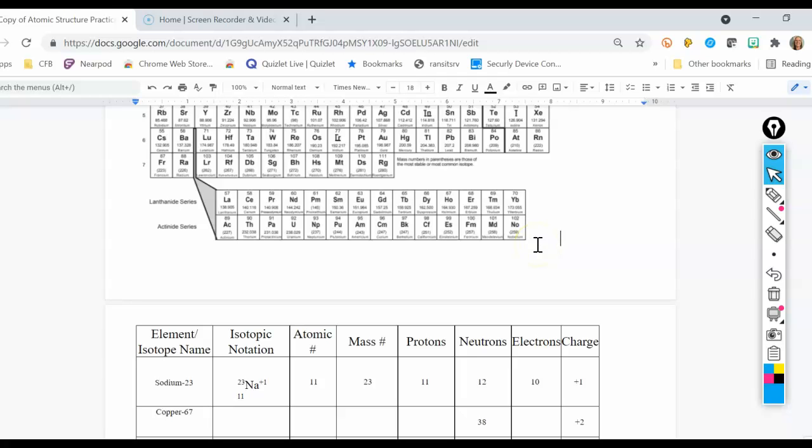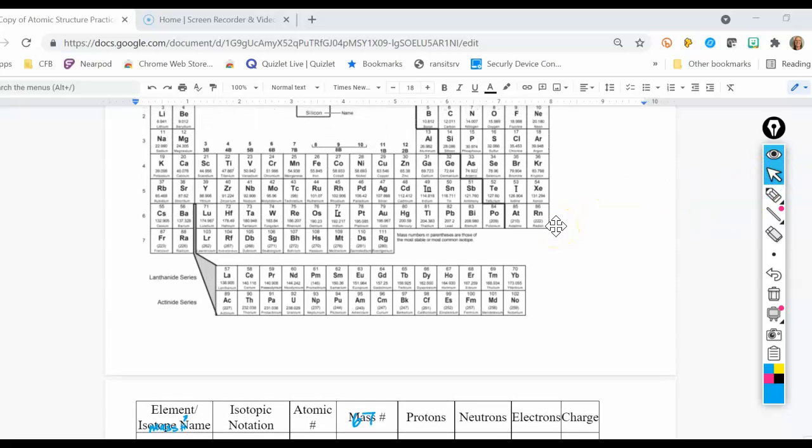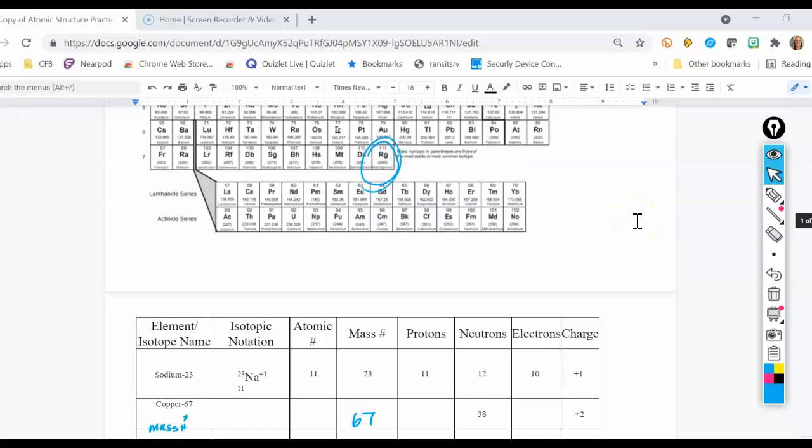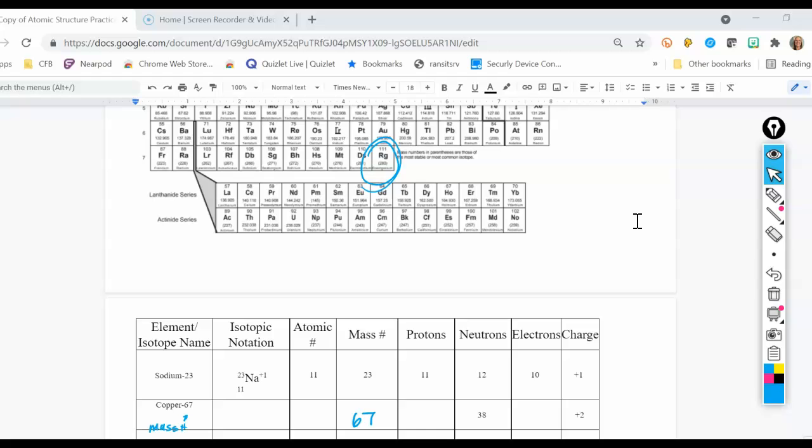We have copper. We know that it's copper, and we know that its mass number is 67. So that means I can fill in mass number is 67 here. But I also need to go look for, well, what is copper's atomic number? And so I go search out copper on the periodic table, and there's my copper. Atomic number is 29. So I'm going to go fill in atomic number 29 for my copper. So I know my mass number is 67, and now I know my atomic number is 29. And remember, if I know my atomic number, that means I also know my protons, which is also 29.